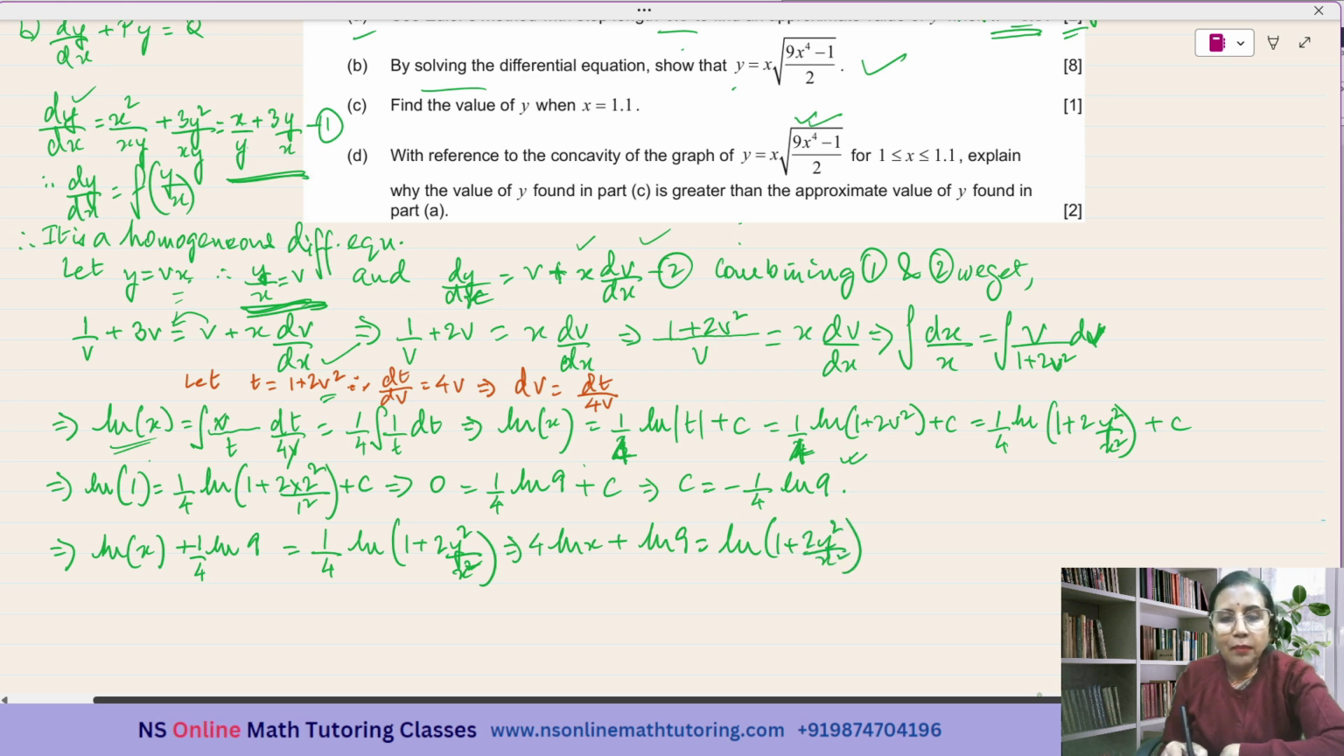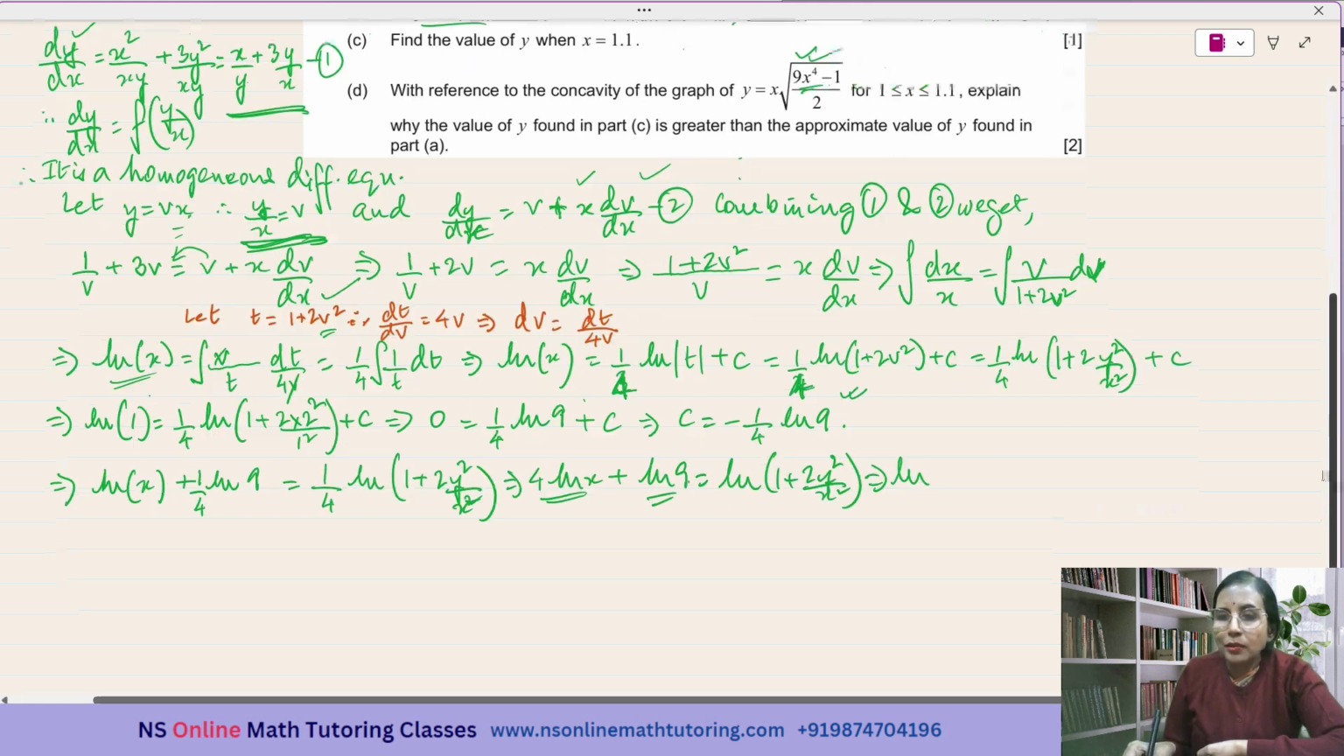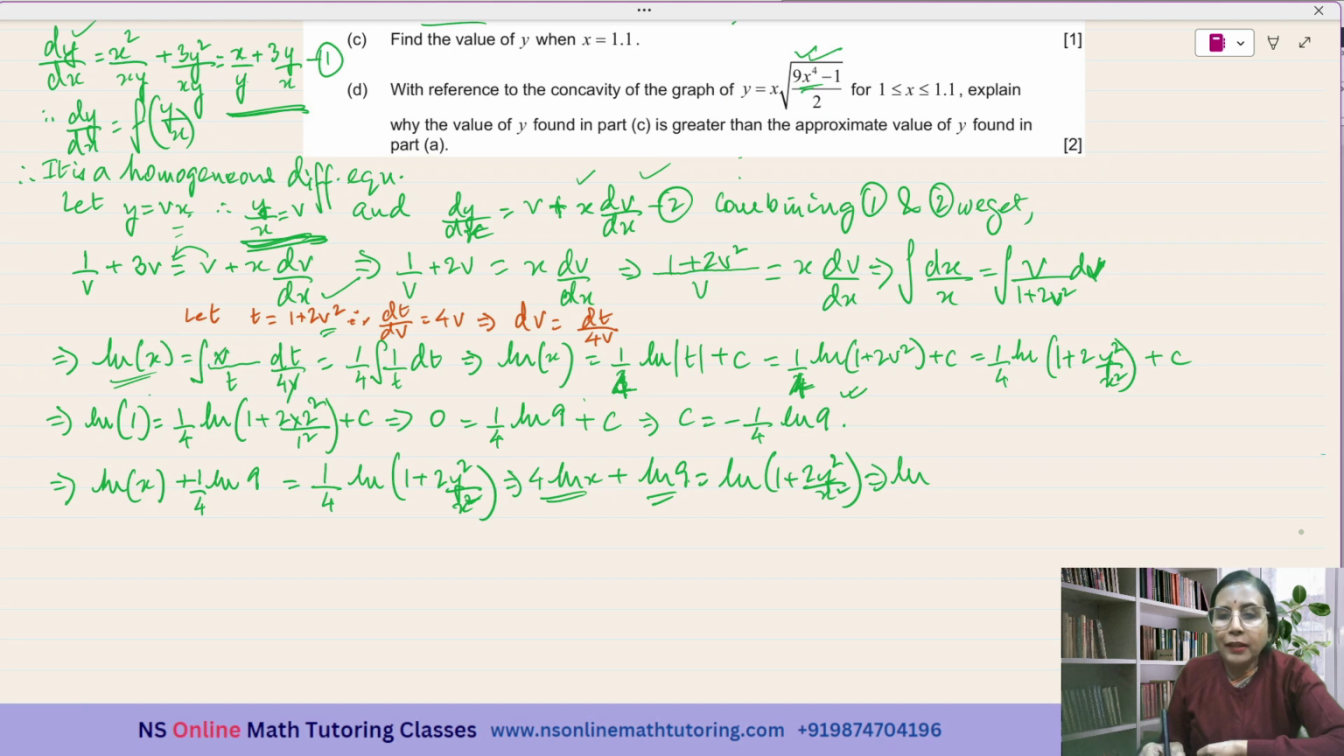And this can be now taken as x to the power of 4, because I am having 4 ln x. Therefore, I can make that x to the power of 4, and I can combine these two terms. So it will be ln of 9x to the power of 4 is equal to ln of 1 plus 2y square over x square.